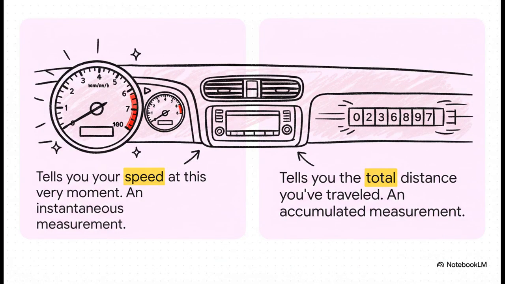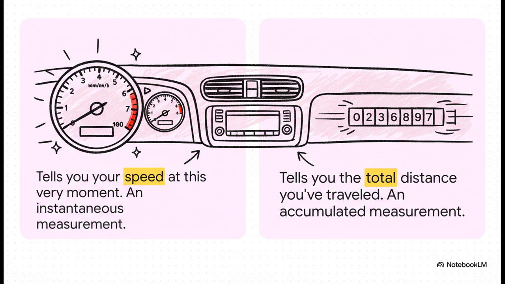So forget math for a second. Let's start with something you've definitely seen: a car's dashboard. Because you already understand the two core ideas of calculus just by looking at it. Your speedometer, right? It gives you a snapshot, your speed at one single moment. That's what we call an instantaneous measurement.